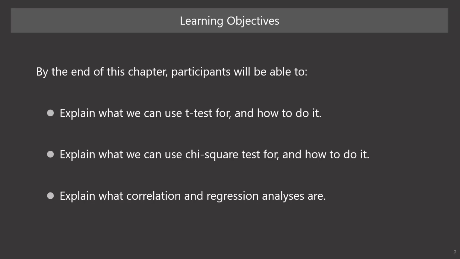By the end of this chapter, you will be able to explain what we can use a t-test for and how to do it. Explain what we can use chi-square test for and how to do it. And explain what correlation and regression analysis are.